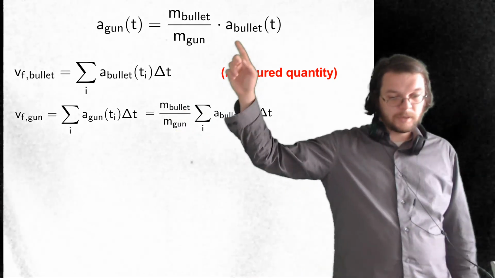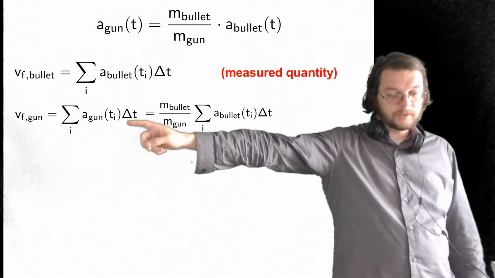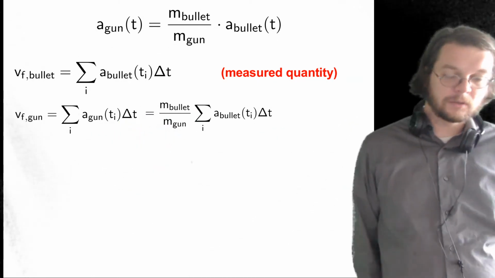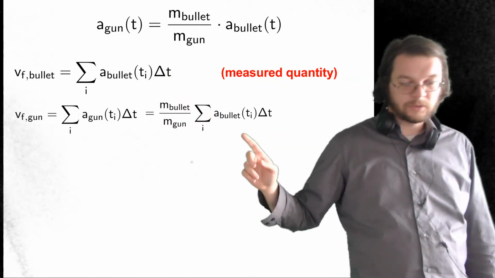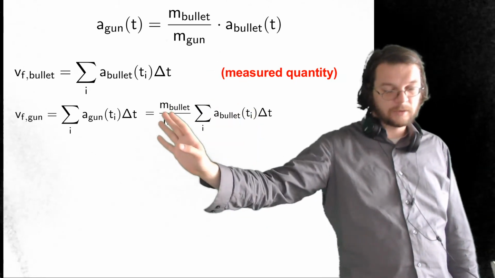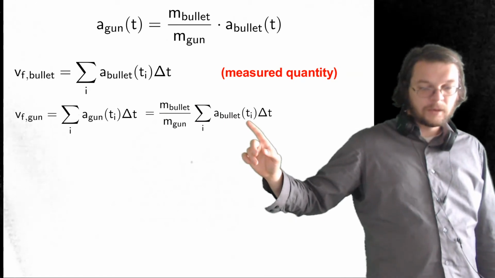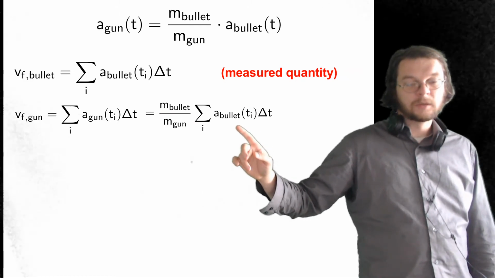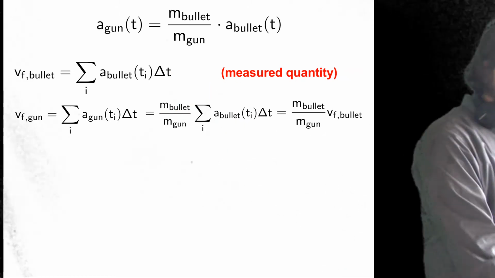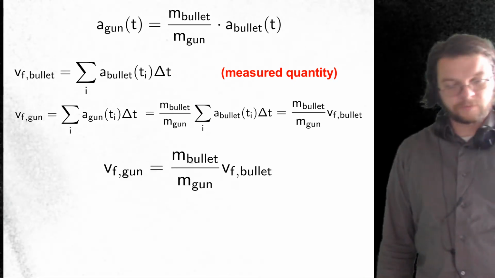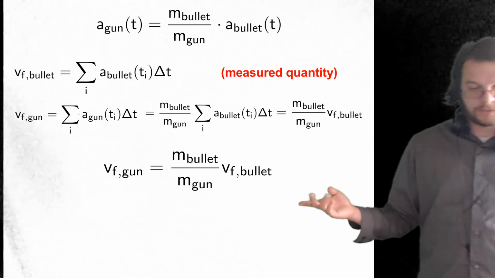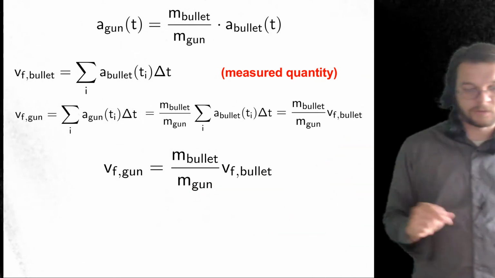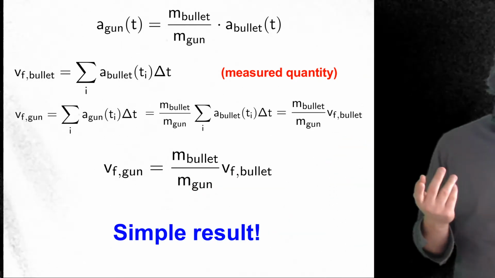What's interesting is that if you sub this into here, this has to be true: the sum of the acceleration with time times the time interval gives you the final velocity of the gun. So if you sub this into here, you end up with this, right? The masses are just constants you can take out of it. And so you get this sum of the bullet versus time. Well, that looks familiar. This sum is just the speed of the bullet. If you put it all together, you end up with something like this. All you need to know is the final speed of the bullet, the mass of the bullet, and the mass of the gun. That should tell you the kickback speed of the gun. So there you go, we did it.